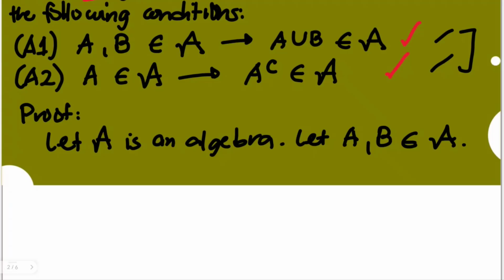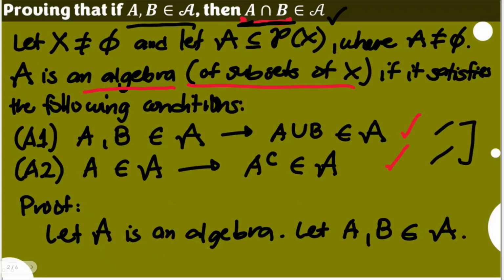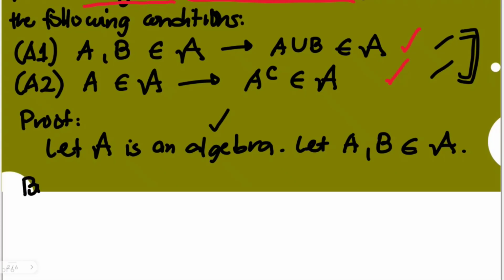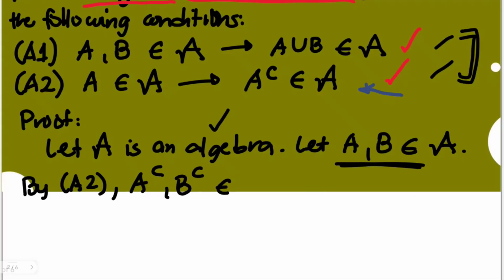Again, our goal is to arrive at this conclusion using any of these two conditions, already satisfied, this being already claimed as an algebra. Now, let us go to the idea of A2, the condition A2. By A2, since we already know that it's an algebra, if A and B are elements of script A, that would mean their complements, according to your A2 here, must also be contained in our script A. That would mean A complement and B complement must also be elements of script A, because again, we already let script A be an algebra.